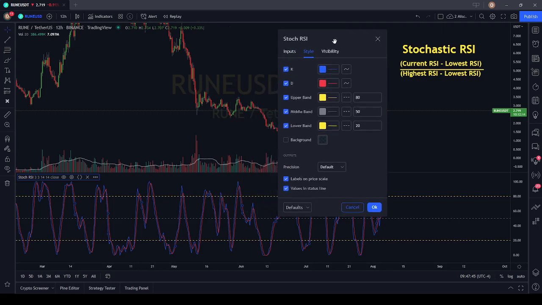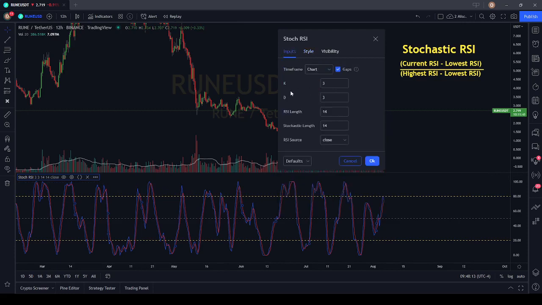We have two lines on our stochastic RSI. One is labeled as K and one is labeled as D. The K line is the one that's actually doing this RSI calculation. So the blue line on this chart is the one that is actually the stochastic RSI. The D line, which is the red one shown down here, is actually the moving average of the stochastic RSI, and that's used kind of as a reference point.